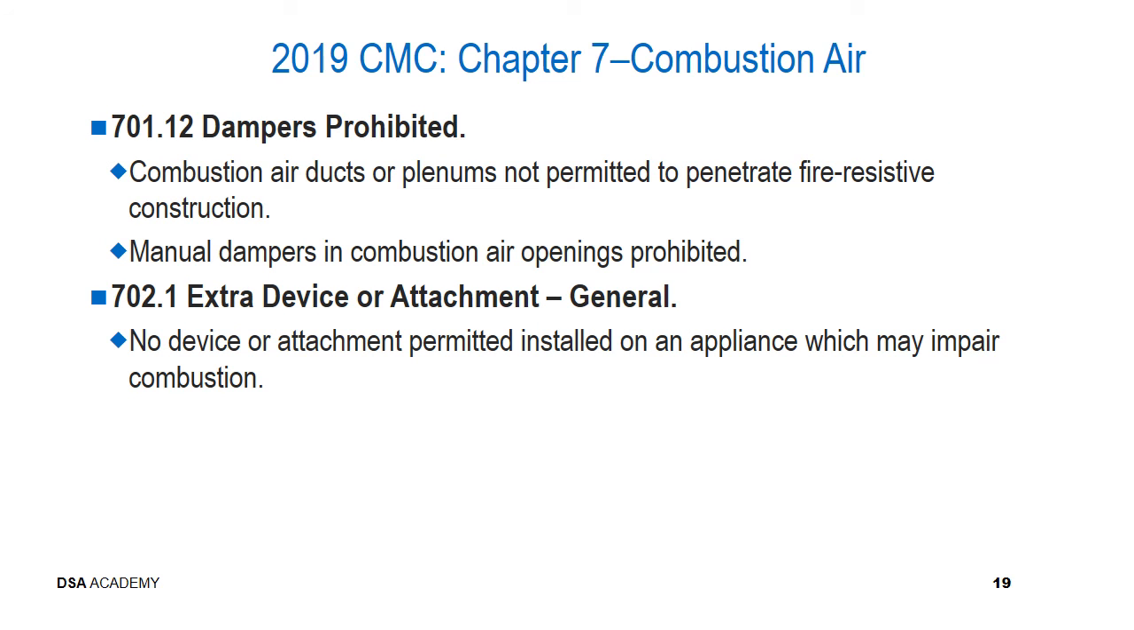There are a couple of additional topics worth discussing. One of them is the fact that combustion air ducts or plenums are not permitted to penetrate any fire-resistive construction, and manual dampers in combustion air openings are absolutely prohibited for obvious reasons. Additionally, no device or attachment is permitted to be installed on any appliance which may impair the combustion process.